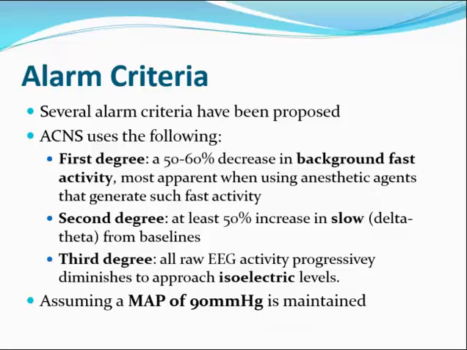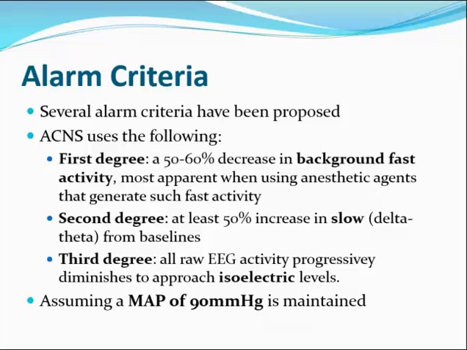Second degree, at least 50% increase in slow delta theta from baseline. Third degree, all raw EEG activity progressively diminished to approach isoelectric levels. Isoelectric, we are talking about flatlining. So this is in degree of severity, from first degree to third degree.